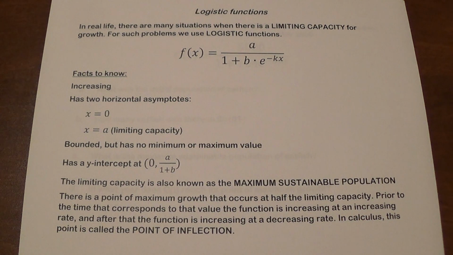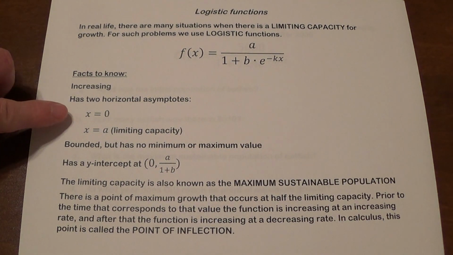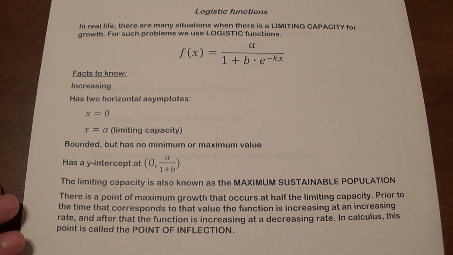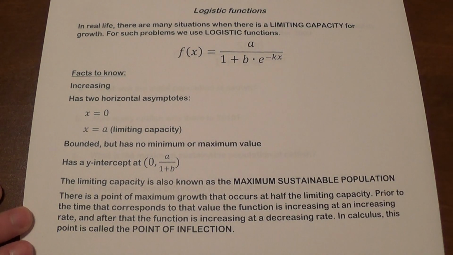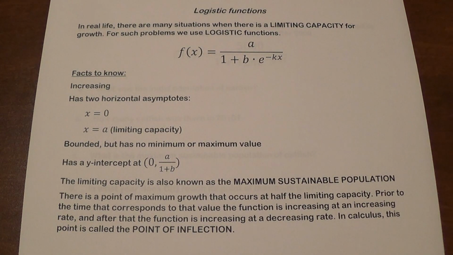two horizontal asymptotes. One of them is going to be at x equals 0, the other one is going to be at x equals a. That's the top value. We call it the limiting capacity. This function is bounded, but it has no minimum or maximum value, because with the two horizontal asymptotes the function is going to continue approaching those values depending on whether you go to the left or to the right.